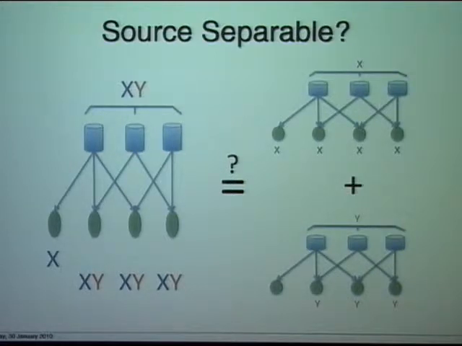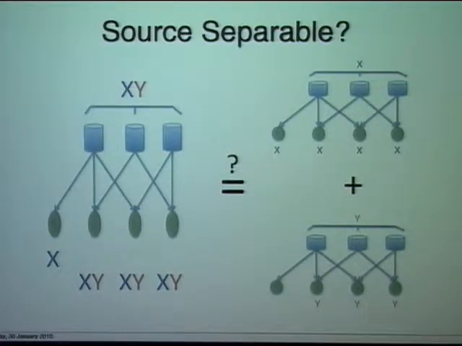Now, the question we have in mind is the following. We have two sources that are statistically independent. We want to ask whether it is possible to separate the coding of these two sources. Namely, we want to see whether this problem can be decomposed into this subproblem and this subproblem.